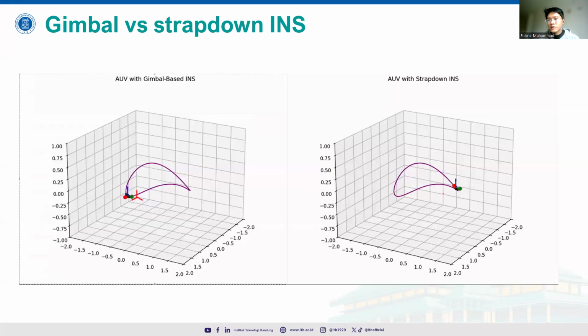As we compare it with the strap-down INS, you can see here the course of trajectory of the frame or the axes will always be following the AUV. See here, for example, the red axis tries to follow the heading of the AUV, right? In comparison with this one, the axes will always be pointing towards the same axes as the global reference frame.